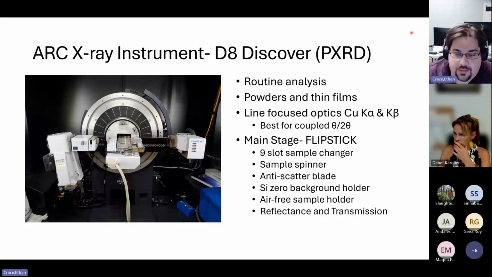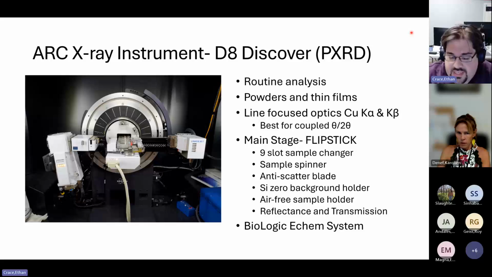This instrument can also be operated in either a reflectance or a transmission mode. So if you need to, you can send the X-rays through your sample and get a diffraction pattern as well. That is also compatible with this sample changer. You can couple this with our biologic electrochemical cell, so you can try to run electrochemical reactions in situ on your materials if you wish. We don't get a ton of call for that stage right now, so if anybody's interested, please let me know.